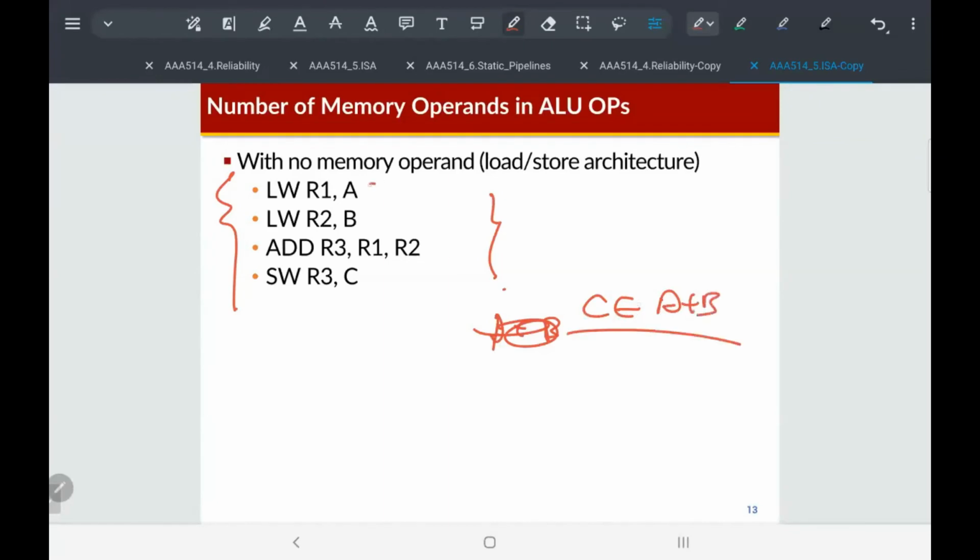So this is the familiar code for C equal A plus B. A and B are transferred to the registers, and then it performs the add operation, and then the result is stored in R3, and the result is stored back to the main memory using the store instruction.